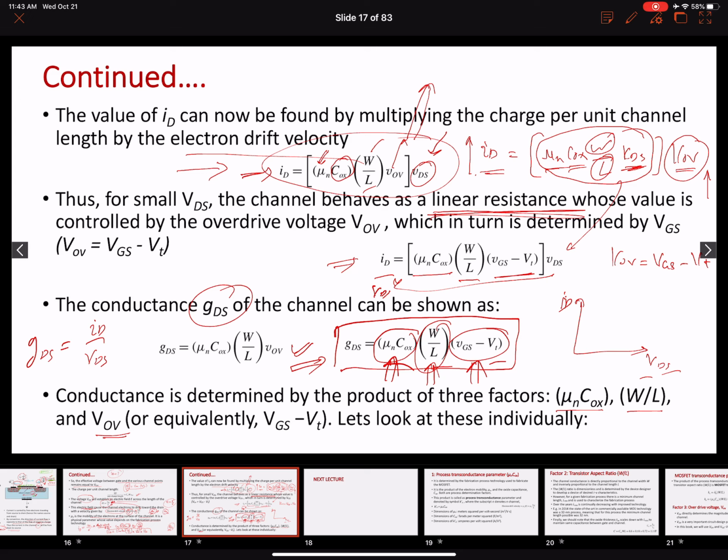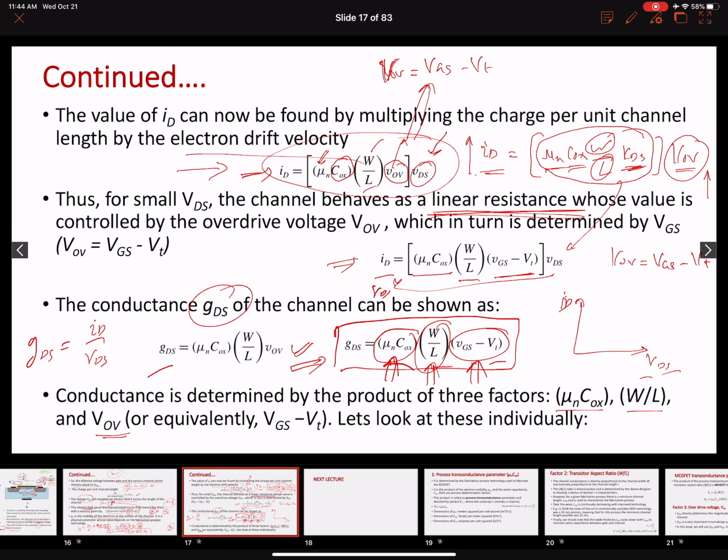And if you remember, this overdrive voltage is the extra voltage, more than the threshold voltage, that is applied at the gate terminal, right? So overdrive voltage was gate to source minus threshold voltage. This is essentially the effective voltage that is helping to induce the channel and the collection of all the charges, and helping with the conductance.